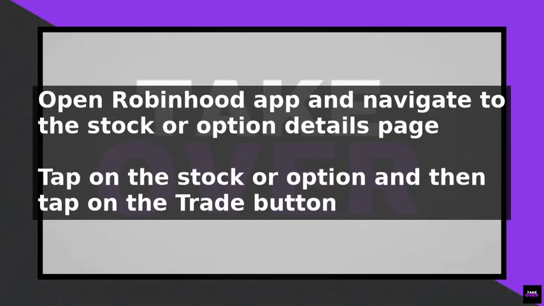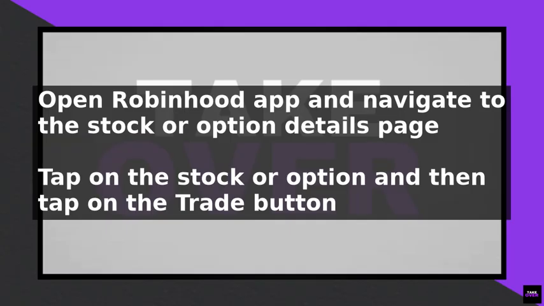Setting up a stop loss on Robinhood is a crucial risk management strategy for investors, allowing you to limit potential losses if the market moves against your position. Here is a step-by-step guide to setting up a stop loss on Robinhood options.